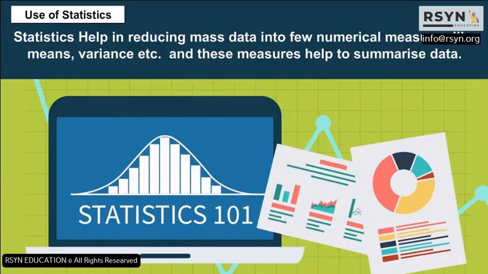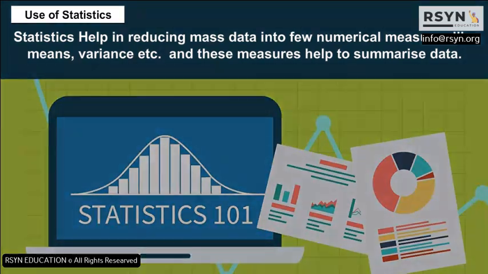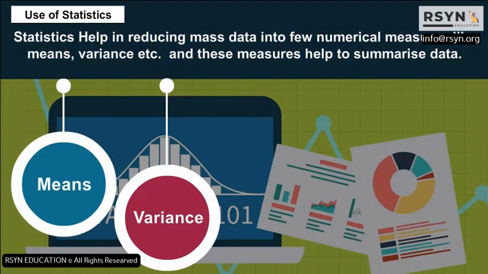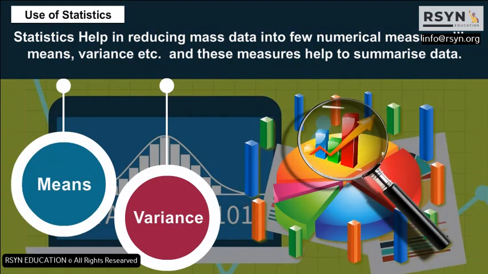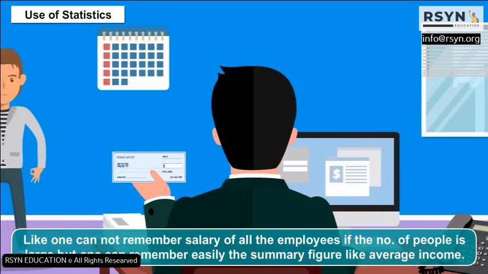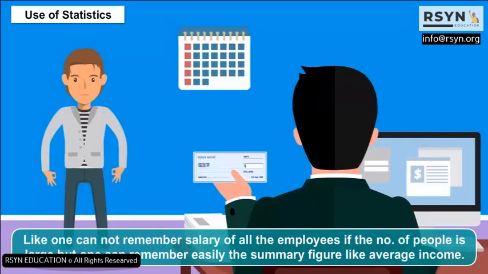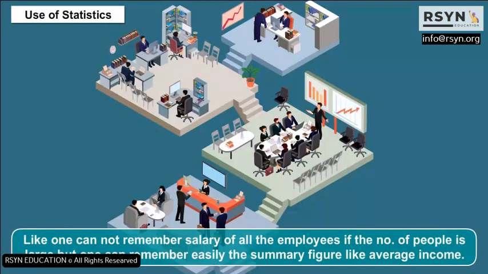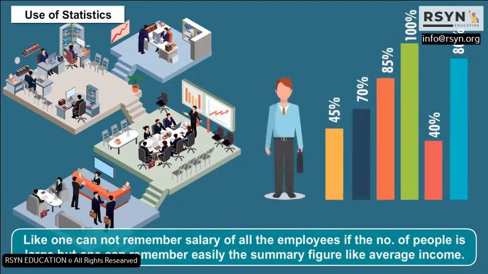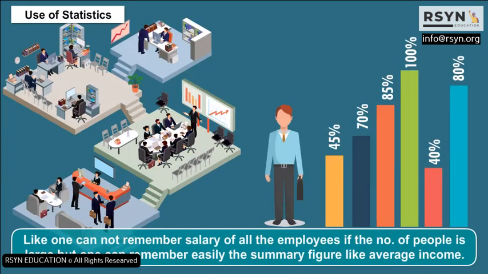Statistics helps in reducing mass data into a few numerical measures like means, variance, etc. And these measures help to summarize data. Like, one cannot remember the salary of all the employees if the number of people is large. But one can remember easily the summary figure like average income.